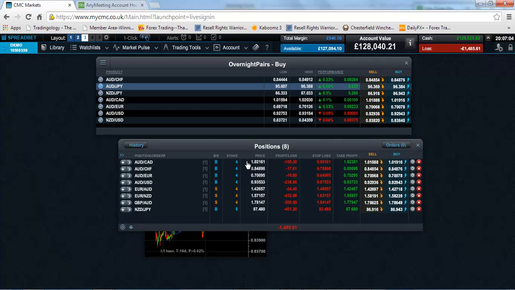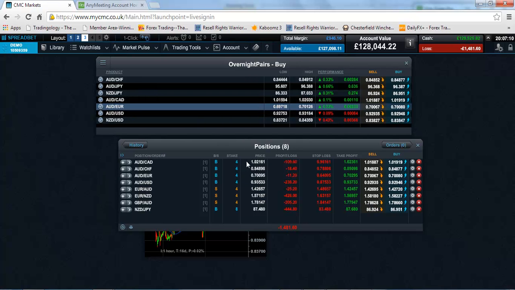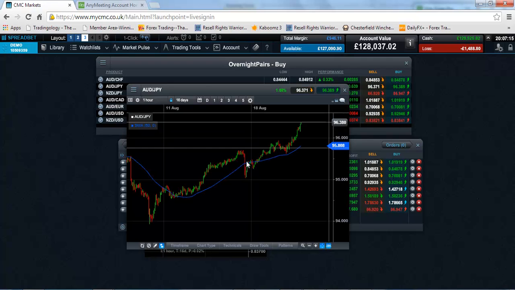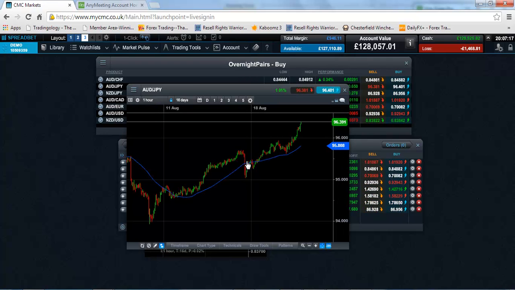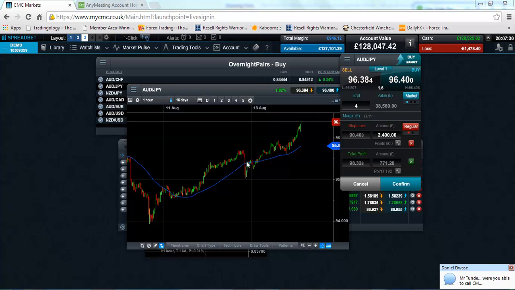So I'll go back, AUDJPY. I'll check the chart again quickly. You can see that when you go in, you can come out at the same time. And then I'll just click on buy and put in 4 again. And the amount is 2,400. And then take profit is 80.